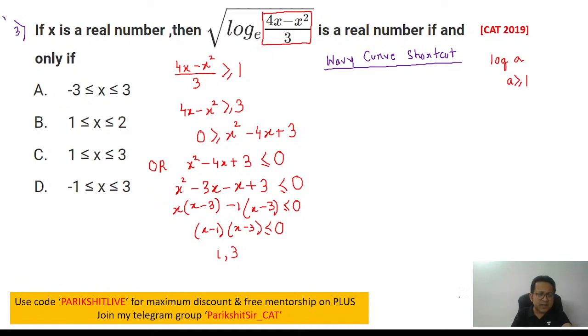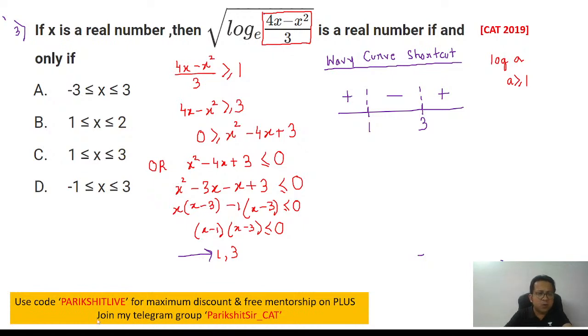The wavy curve method is very simple. It says whatever values you have plotted for x, that 1 and 3, you just plot them on the number line in ascending order, smallest to the largest. It's a 2-step process. Step 1, plot these points on the number line in ascending order. Step 2, rightmost region is always positive, and then alternately positive, negative, alternately. So this is positive, negative, positive, and so on.